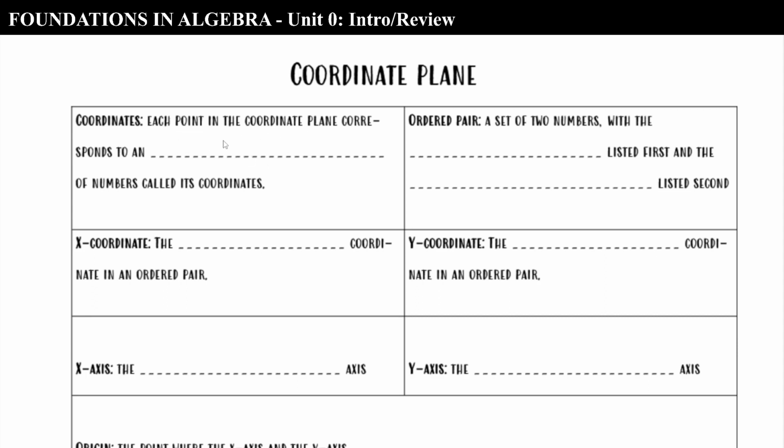Each point in the coordinate plane corresponds to an ordered pair of numbers called its coordinates. In fact, that's an ordered pair: a set of two numbers with the x-coordinate listed first and the y-coordinate listed second. The x-coordinate is the first coordinate in an ordered pair. The y-coordinate is the second coordinate in an ordered pair.